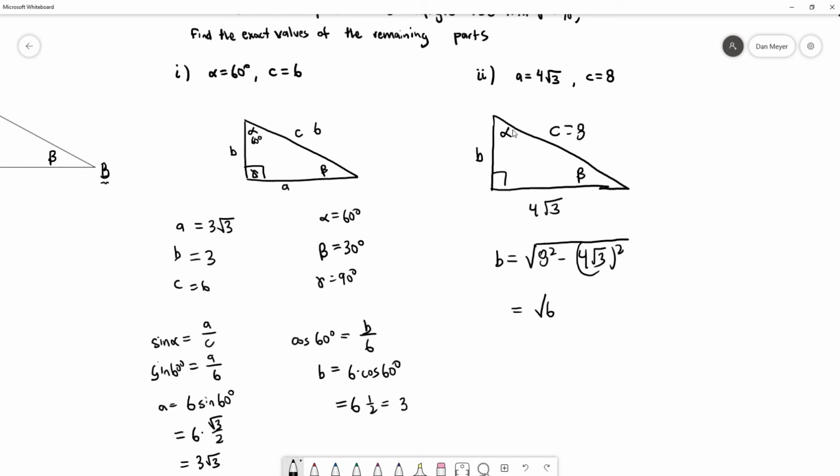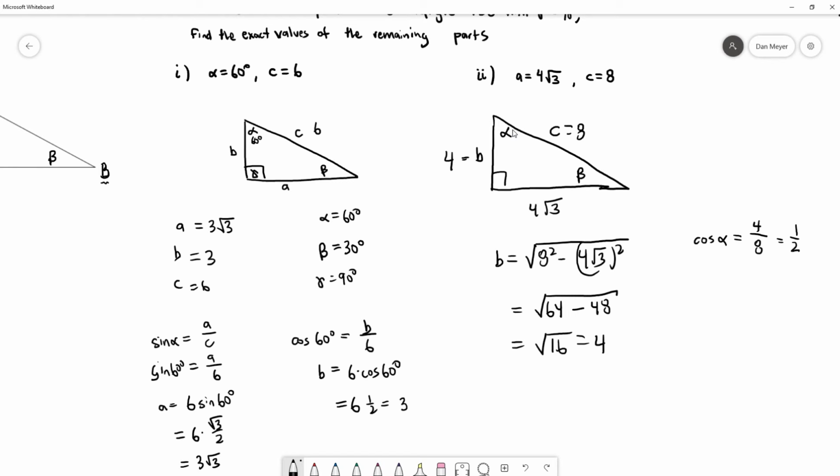which is the square root of 64, minus 16 times 3 is 48. And the difference between 64 and 48, I think, is 16. So square root of 16, which is 4. All right, so now we have all 3 sides. We can also determine the angles. So, for instance, cosine of alpha would be the adjacent side 4 divided by the hypotenuse 8, which is 1/2.